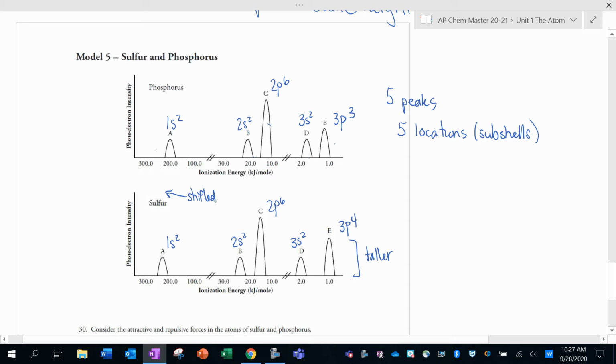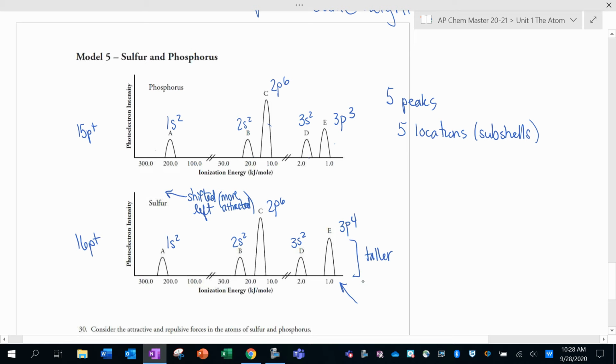So these ones had shifted left, and that's because the phosphorus has 15 protons in its nucleus, whereas sulfur has 16. So the electrons in sulfur are going to be more attracted to the nucleus because there's more positive charges there. But the one interesting thing in here we want to point out is that this peak, instead of being shifted left, is actually shifted right slightly.